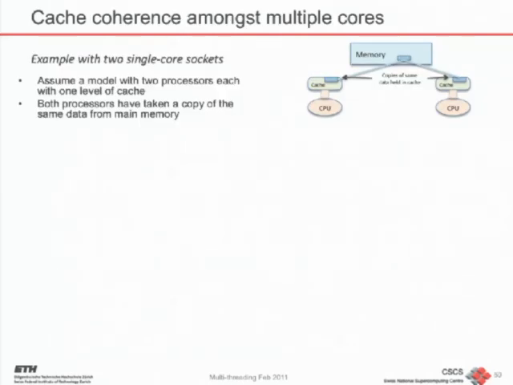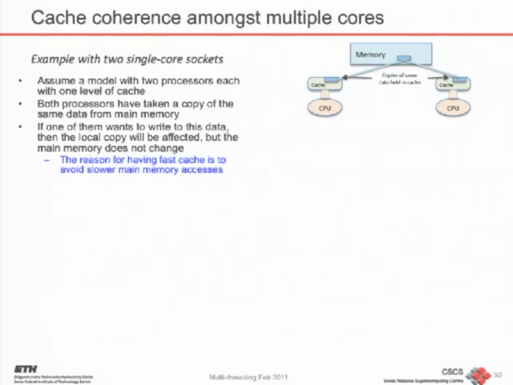So cache coherence amongst multiple cores, how does this actually work? With a two single socket example here. Two processors, just one level of cache. We don't want to get involved in the first, second, third level, etc. And both processors have taken a copy of some data into their cache from main memory. They've read it in. One of them wants to write something to that piece of data, that cache line, and the local copy is affected. But we're not changing the main memory at this point, because we're trying to use the fact that we've got a cache to improve our bandwidth, improve our latency. So we want to avoid that slow memory access.